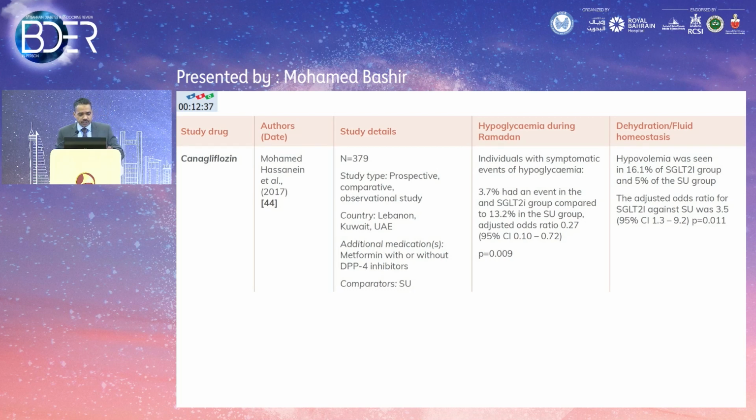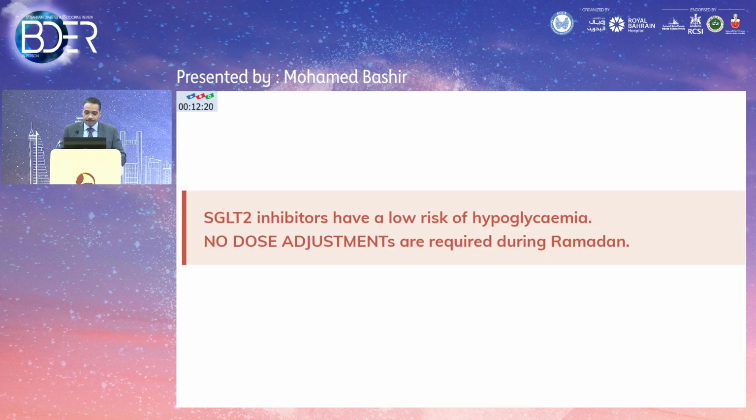We have observational data on canagliflozin, and again, it was compared with sulfonylureas. I'm less worried about hypo, more worried about hypovolemia and thirst. Again, a word of caution: you should think again about many things with this agent. So the recommendation is not to change the doses with SGLT2 inhibitors because of the low hypoglycemia.